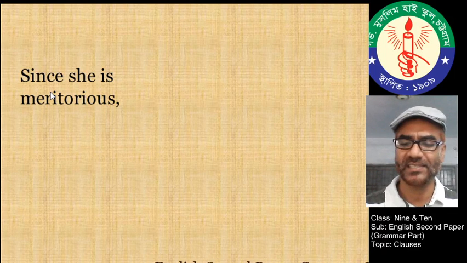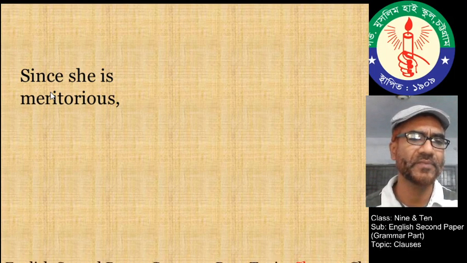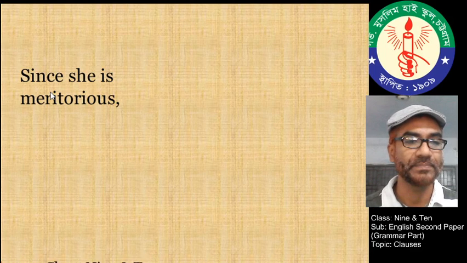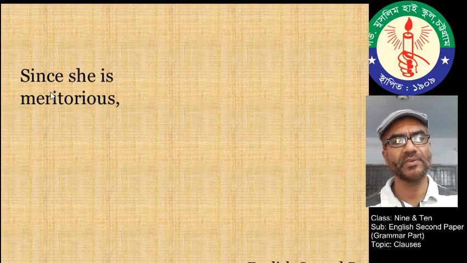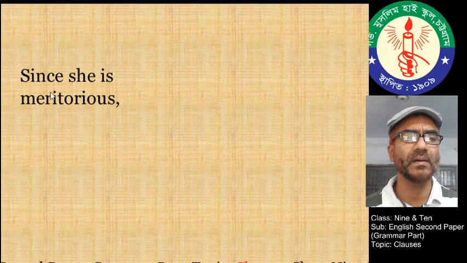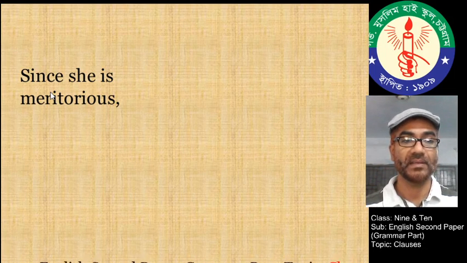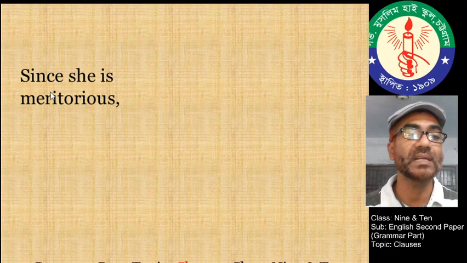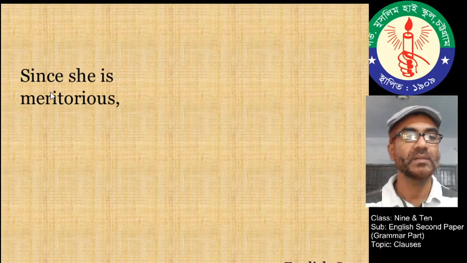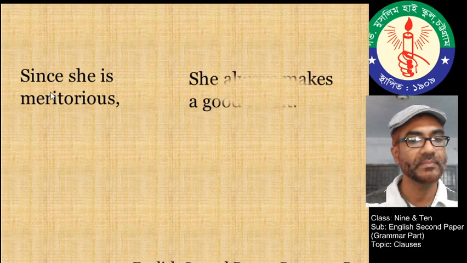Here's your group of words: Since she is meritorious. I think this is not expressing something clearly. Since she is meritorious, that means you are waiting to hear something more, because this group of words can't express the meaning quite clearly. So let's see what comes next.